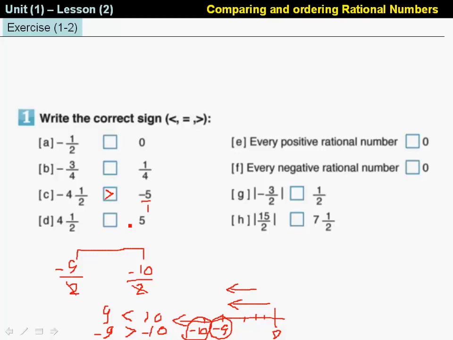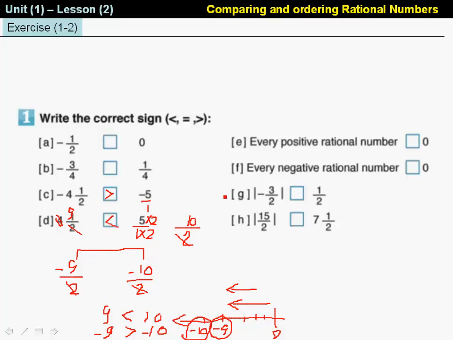For D, the same. 2 times 4 is equal to 8, plus 1 is equal to 9. So this will be 9 over 2. And this is 5 over 1. Multiply by 2 to get the same denominator. This will be 10 over 2. We have the same denominator and both have positive signs. So 9 is less than 10.